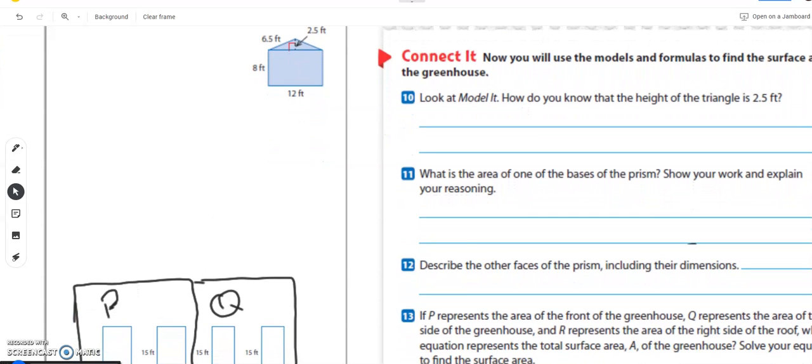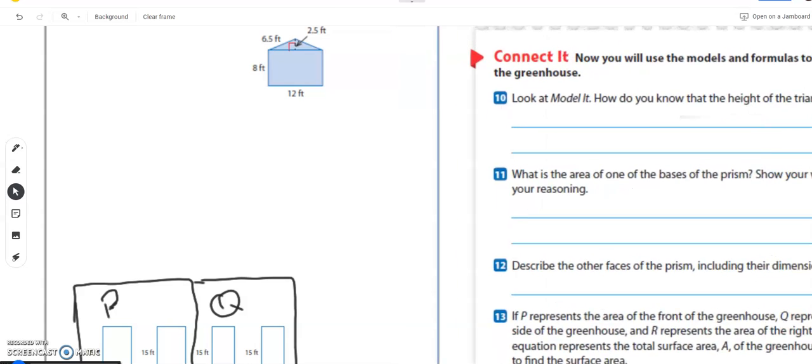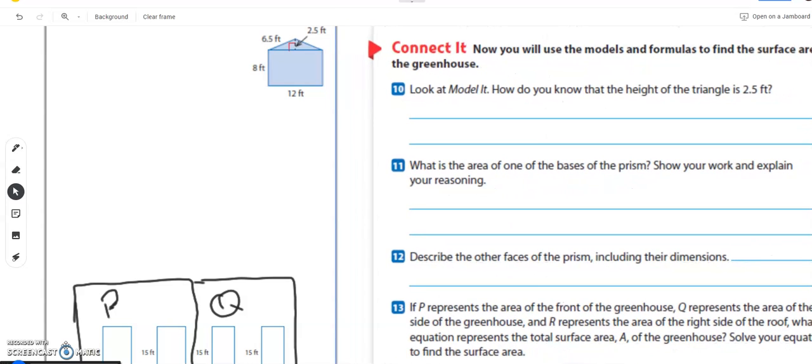How do we know that the height of the triangle is 2.5 feet? Well, let's go over that. The whole height of the building was 10.5, and we subtracted that 8 feet. We end up with that 2.5 feet.